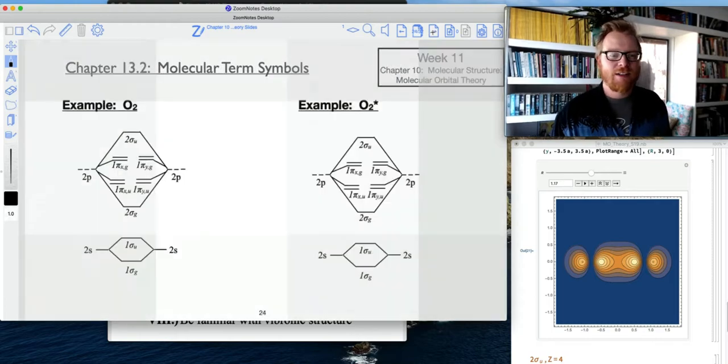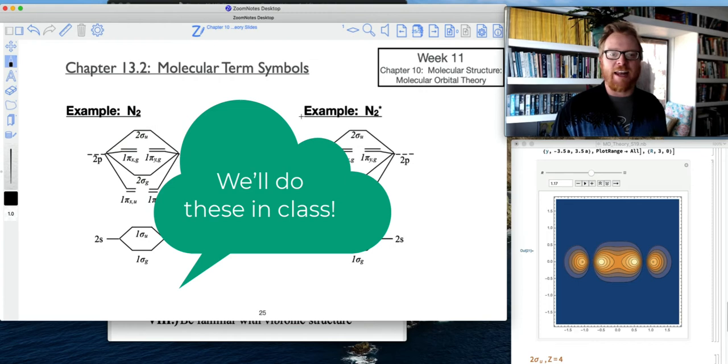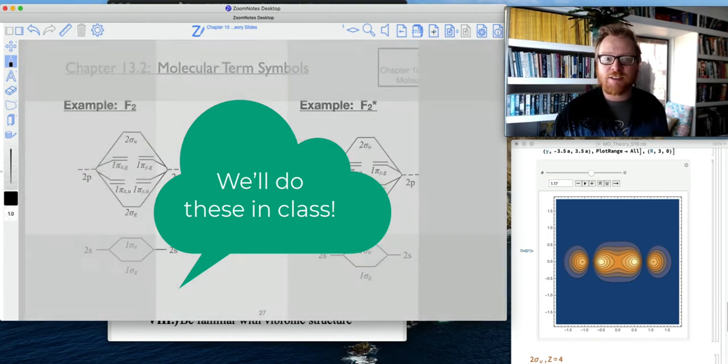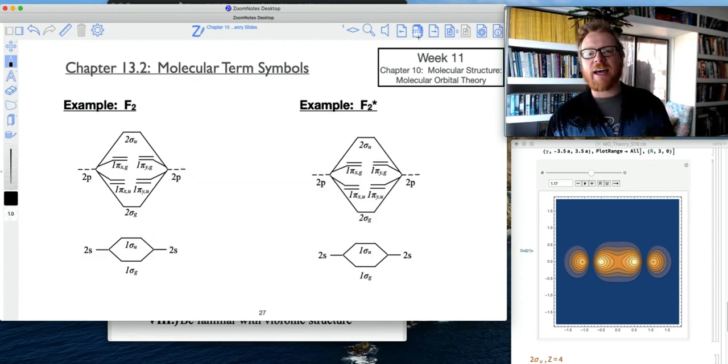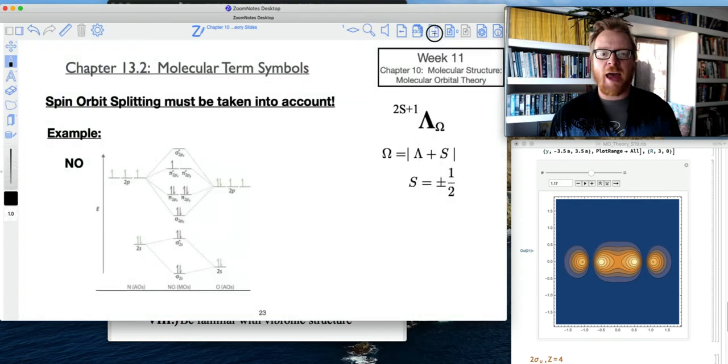I'm going to go through loads of examples: O2, O2 excited state, N2, N2 excited state, N2 minus, N2 plus, F2, F2 excited state. I want to go through all of these examples, and that's what I'm going to do in a part B video.